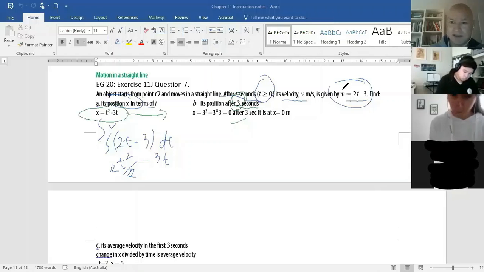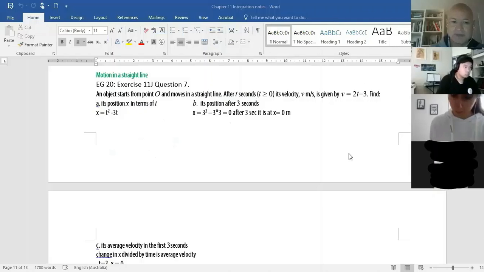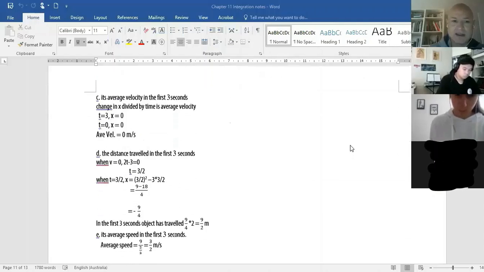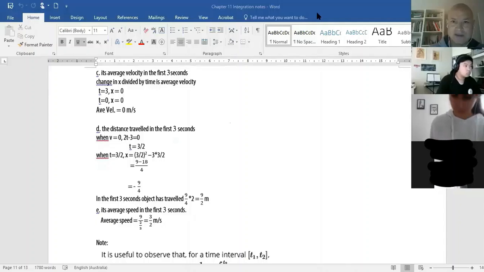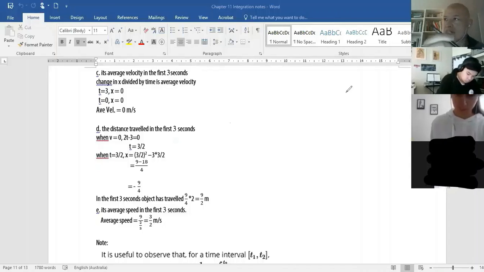All right, let's clear that one and continue. Part C says it's average velocity in the first 3 seconds. Now remember, it's average velocity: change in displacement divided by time. That's what we're looking at.